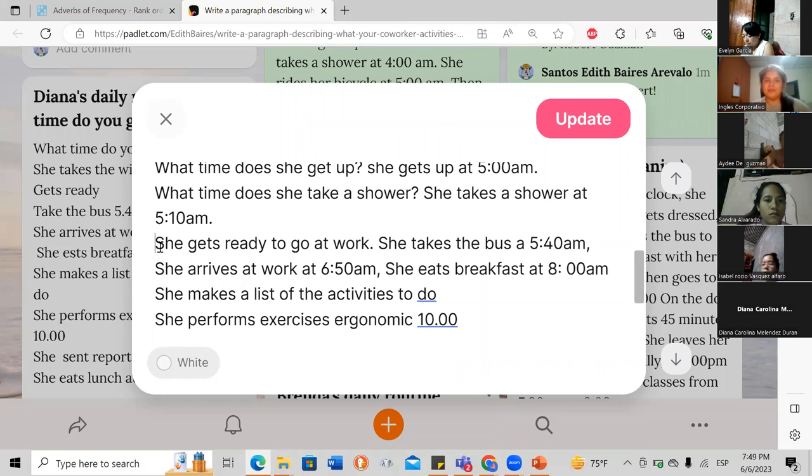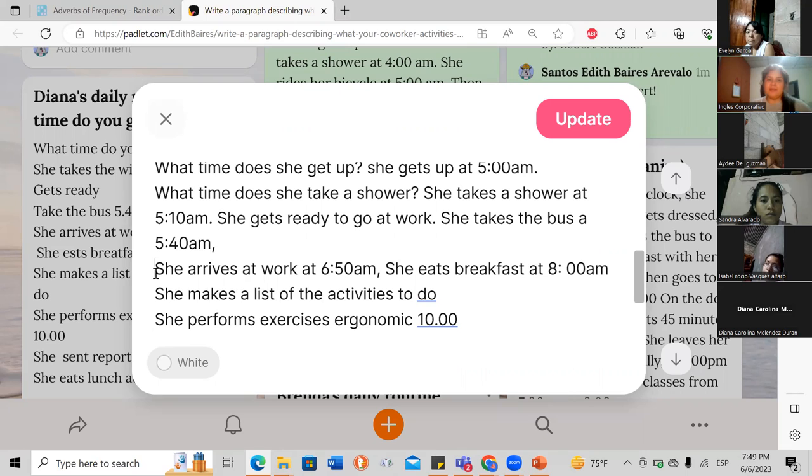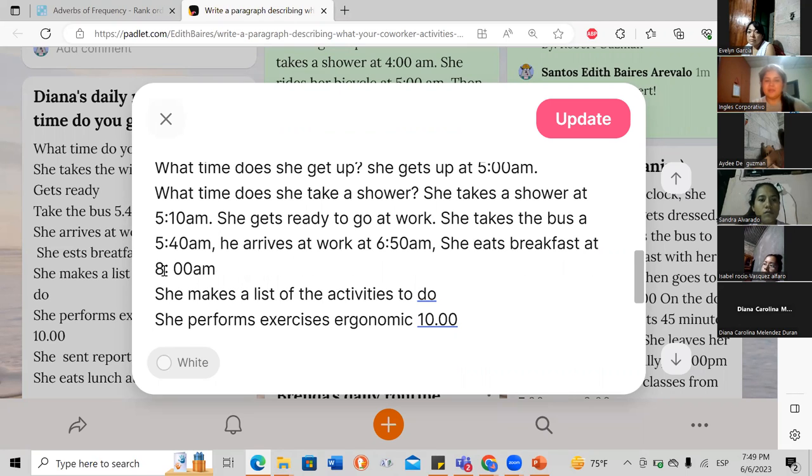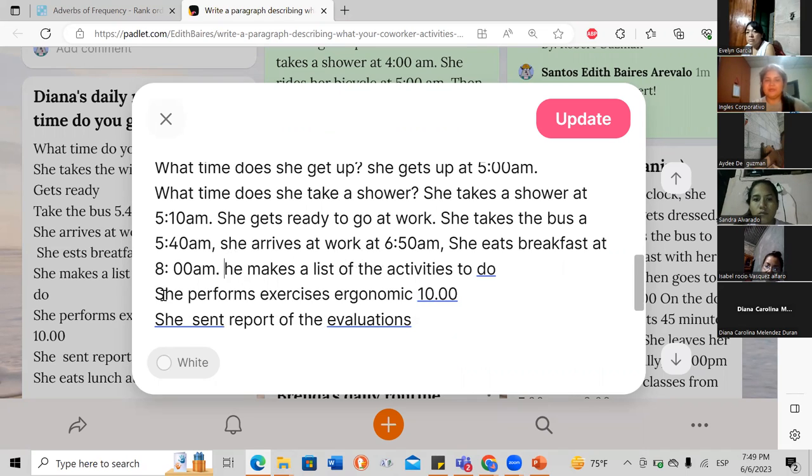Las podemos dividir por coma, por puntos, si todavía no podemos utilizar linking words, ¿ok? Linking words son las que unen las ideas. She makes a list of her activities to do. Una lista de sus actividades. Ah, ok, tenemos otro aquí. She does ergonomic exercises.